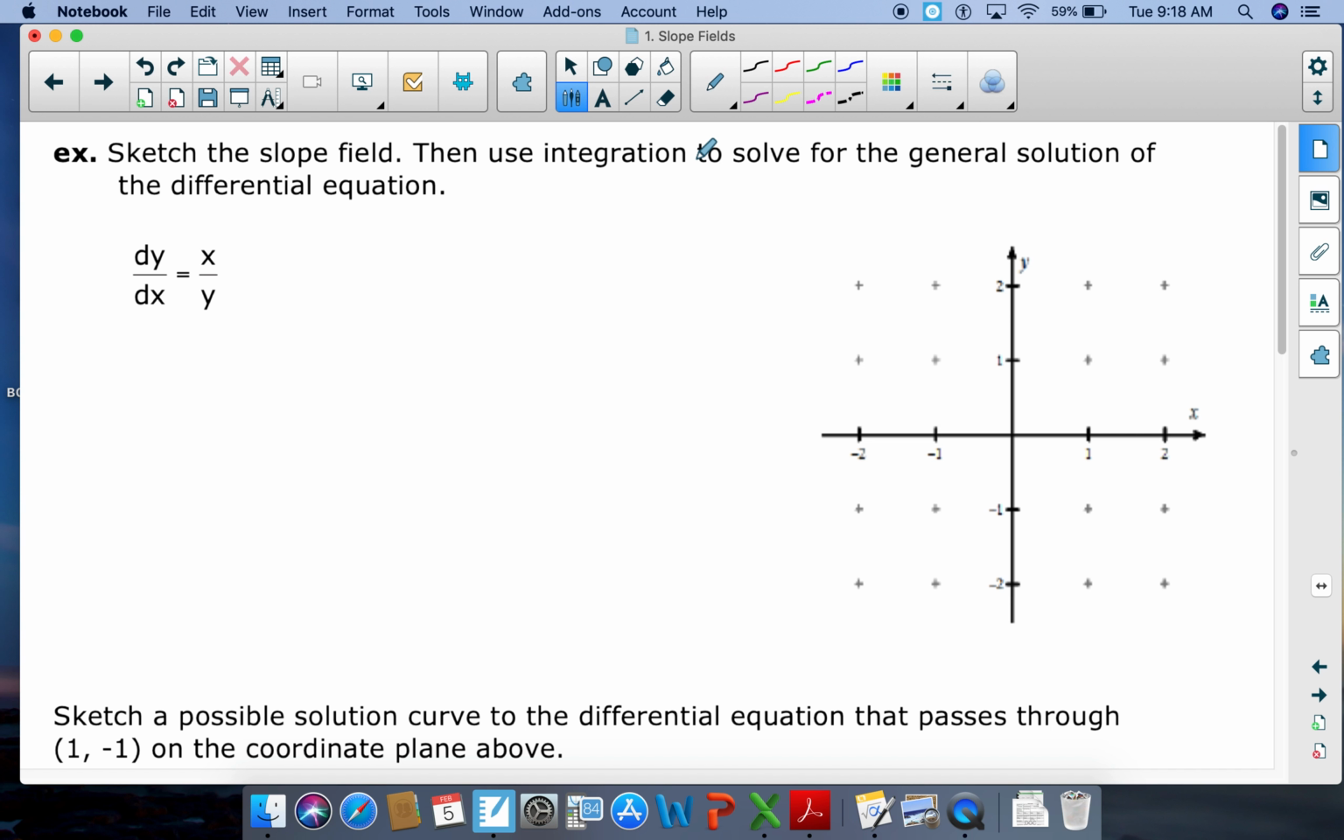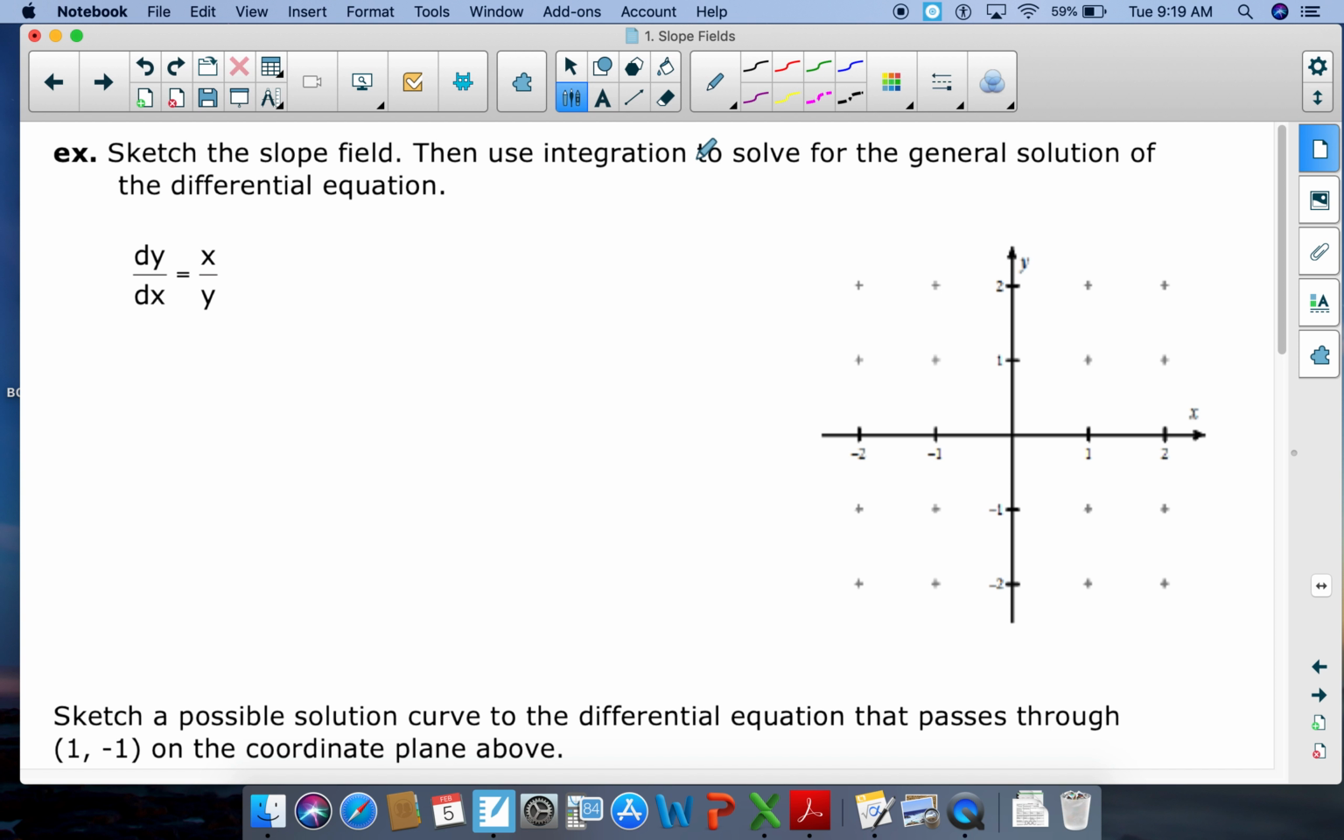Where your slope fields are going to show up is in your multiple choice. That's usually where they're at for the BC. And it's usually like matching a graph. There was one on last year's exam. Yes, they use a crazy one. And we're going to see a crazy one right here, because we have a differential equation in terms of x and y.